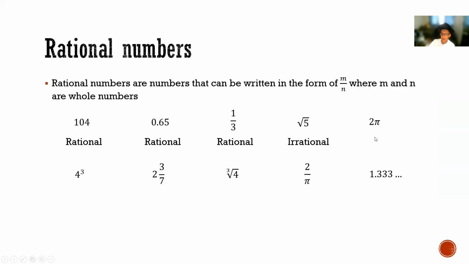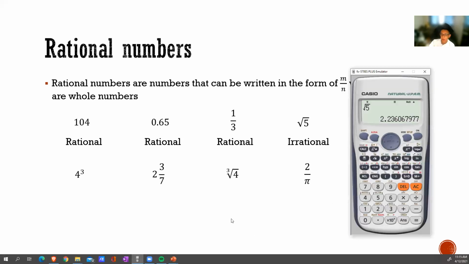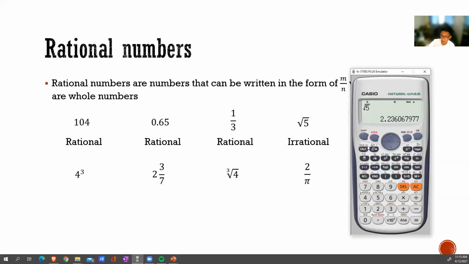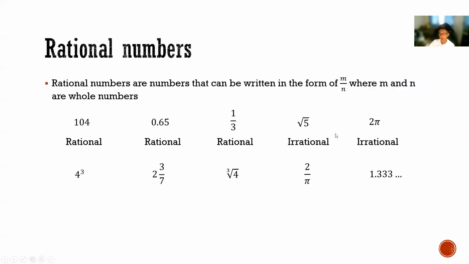2 pi, anything involving pi is also an irrational number, because pi itself is an irrational number. If you key in pi, see, it's a never-ending decimal. It will keep going on and on. Your calculator only shows so many digits, but actually it keeps going on and on. That's an infinite number of decimals. That's why you cannot simplify it into a fraction.